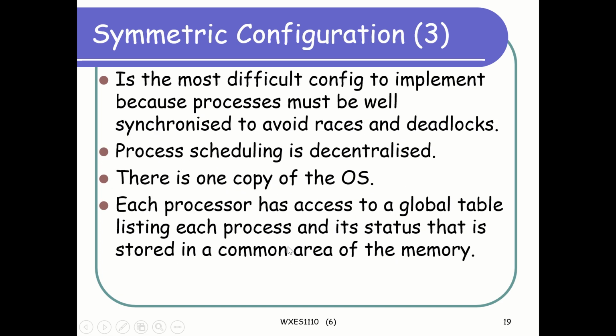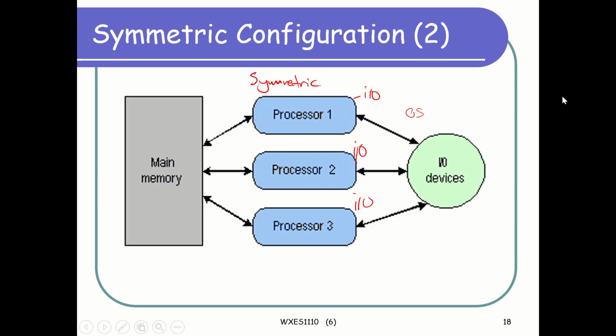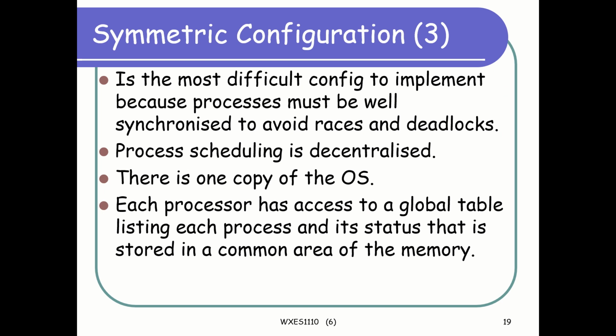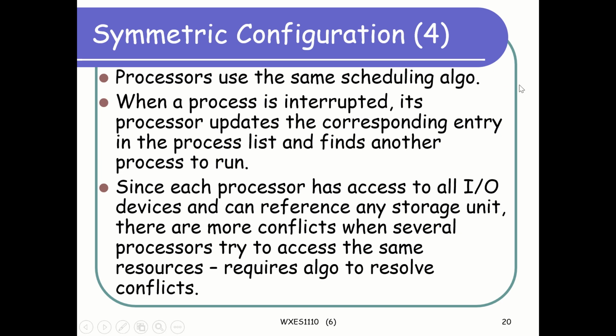So you have here, let's say, a processor. You have a global jobs table: job 1, job 2, job 3, job 4, or maybe job N. All these processor 1, processor 2, processor 3 can access the global job table, depending. So let's say job 1 is in queue, so processor 1 is free now, so job 1 will go to processor 1. Maybe processor 3 is free now, so job 2 will go to processor 3, and so on. So this is a global table they can access, and it's stored in a common area of the memory.